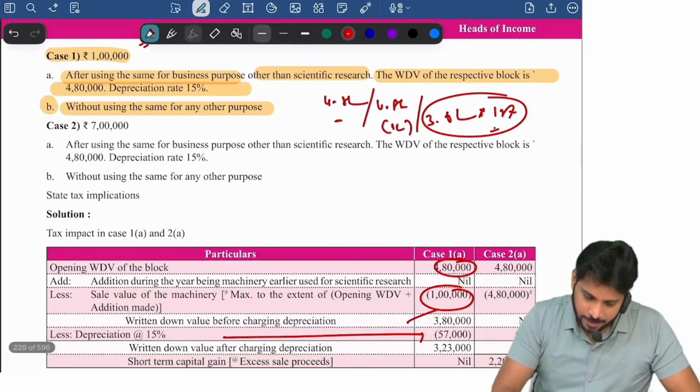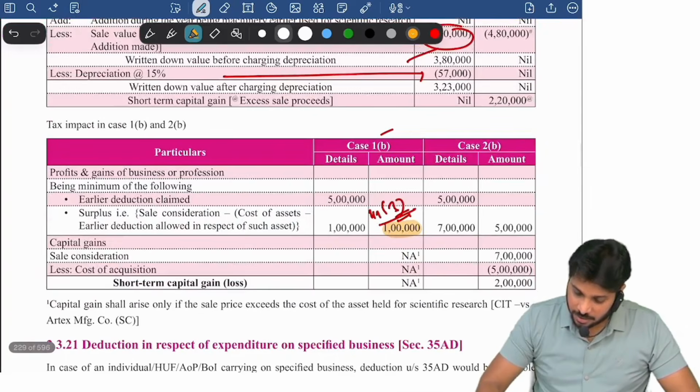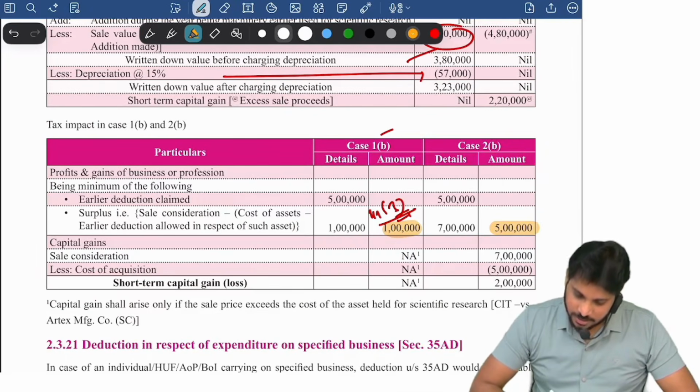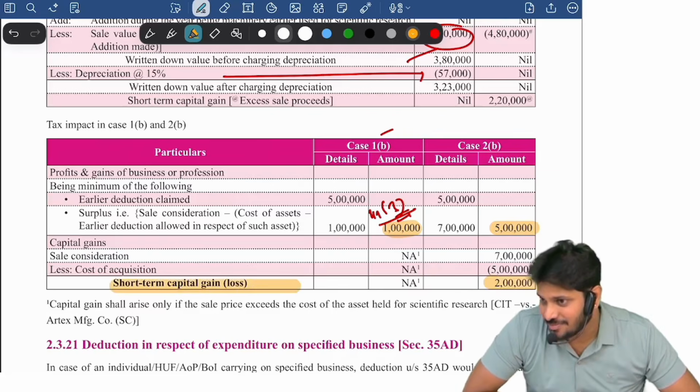That's it. Same, 7 lakhs without using it. Then if it is sold for 7 lakh, yes or no? 5 lakh is taxable as deemed profit. 5 lakh is taxable as deemed profit. The extra 2 lakhs is taxable as short-term capital gain.